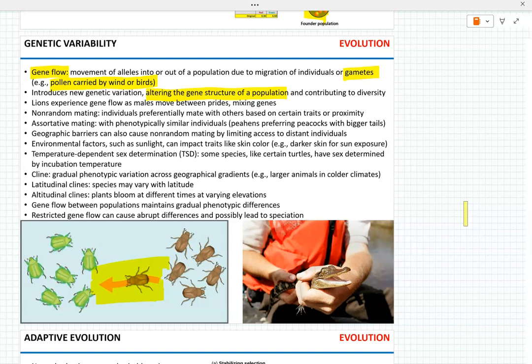For instance, in the case of lions, gene flow is provided by males that migrate between the prides. Another factor that can affect genetic variability is non-random mating. Non-random mating refers to mating behaviors that are associated with certain traits or certain proximity. Mating can be assortative or disassortative. Assortative mating is more frequent. In assortative mating, individuals that are phenotypically similar are more likely to mate.